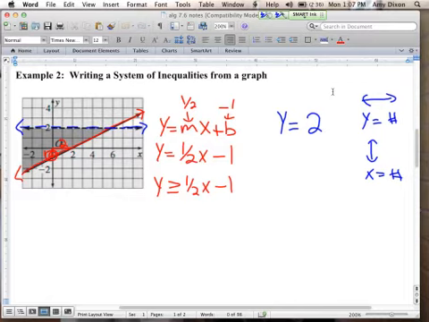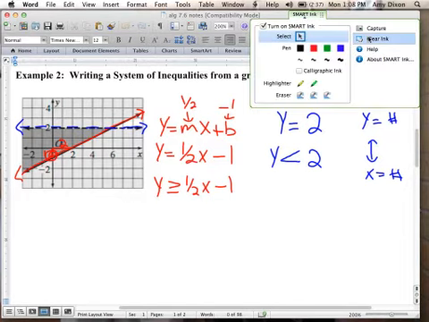But it's not y equals 2 because there's shading going on. The shading, is it above or below that line? It's below, so we want less than. Do we want or equal to? No, it's a dashed line. So that's the answer to example 2. Just 2 inequalities. You just write the 2 inequalities and you're done. Okay? Let's look at the last example, please.